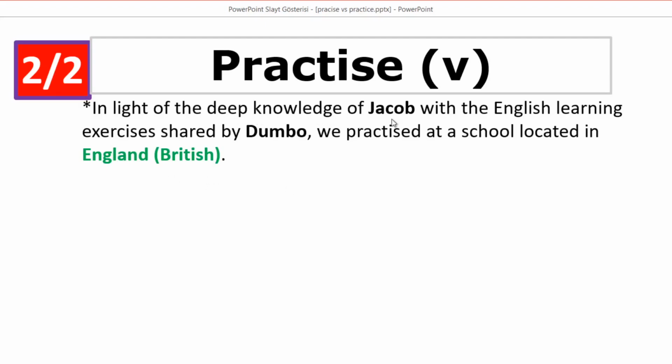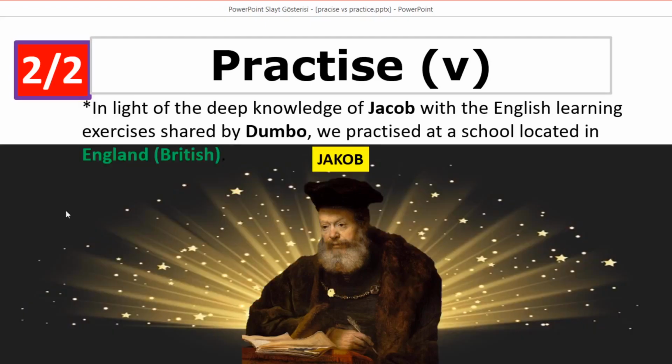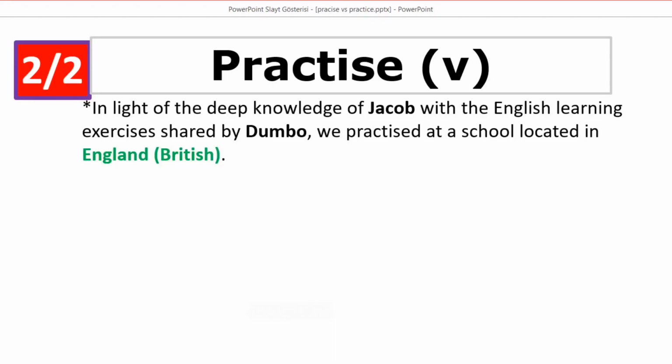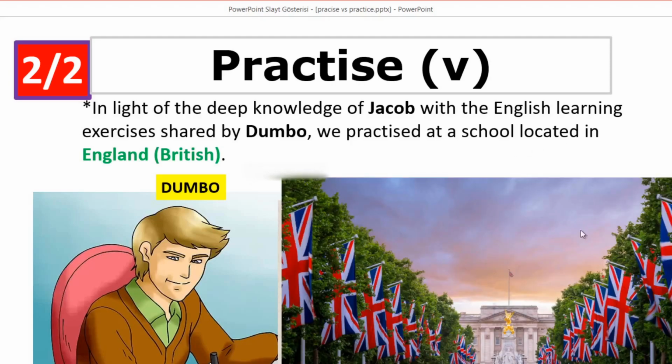In light of the deep knowledge of Jacob with the English learning exercises shared by Dumbo, thank you Dumbo, we practised at a school located in England. As illustrated, here's Jacob, there's a book here, so it's a big scholar as you see, knows lots of things and thinking all the time. And this, in light of the deep knowledge of Jacob, supported with the English learning exercises by Dumbo. Here is Dumbo. He's studying here, lots of books there, and these are the exercises, reading passages here. He is all the time sharing these exercises with the people to teach them more and more. A humble guy. And we practised at a school located in England.